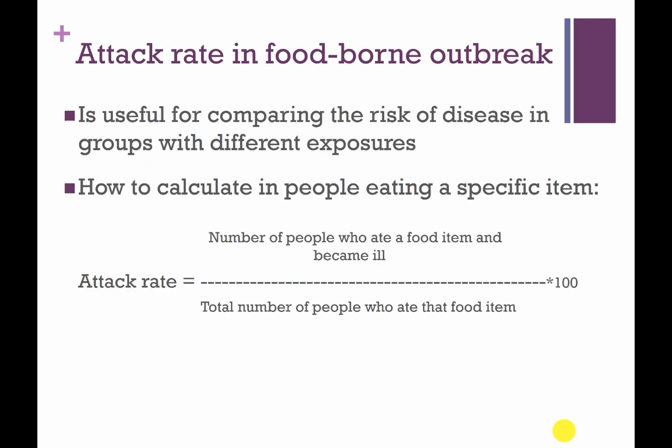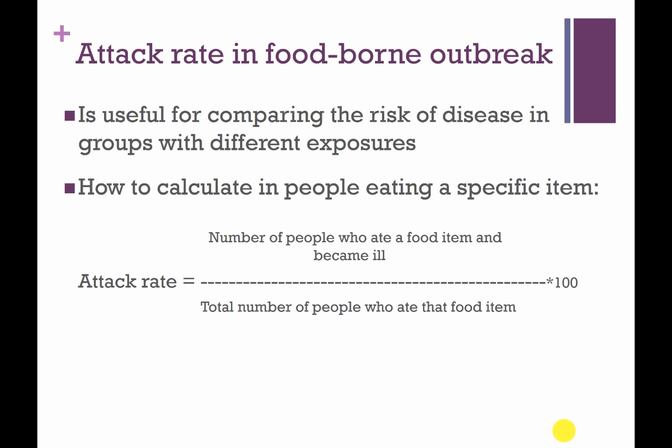So how do we calculate attack rate in a foodborne outbreak? Okay, we use attack rates to calculate the risk of disease in groups of people with different exposures. For example, it is common in communal picnics for people to become sick. During a picnic, many food items will be served, and not all people will eat the same foods or the same amount. So how do we solve a foodborne outbreak?